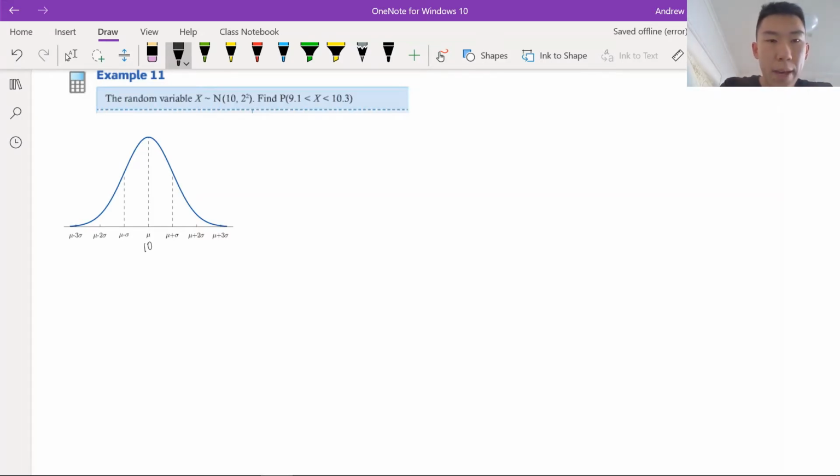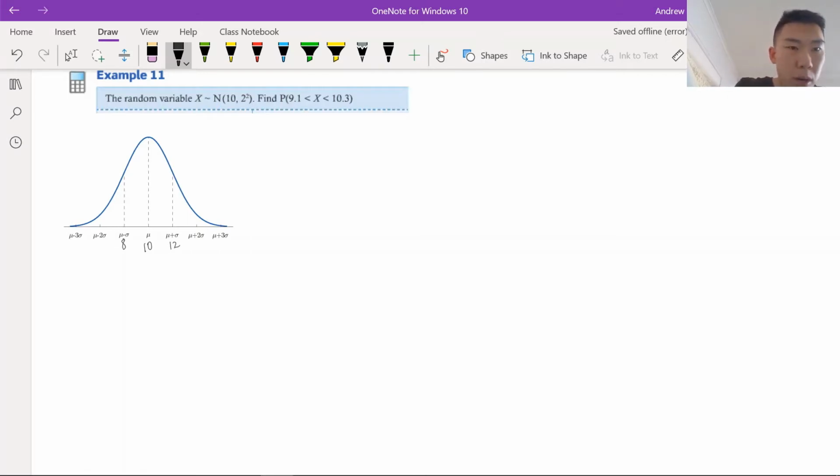So we can label that. And the standard deviation is 2. Remember, 2 squared is the variance. So we want to find the probability that x is between 9.1 and 10.3. So basically, if the standard deviation is 2, then mean minus standard deviation would be 8 there, and it would be 12 here.